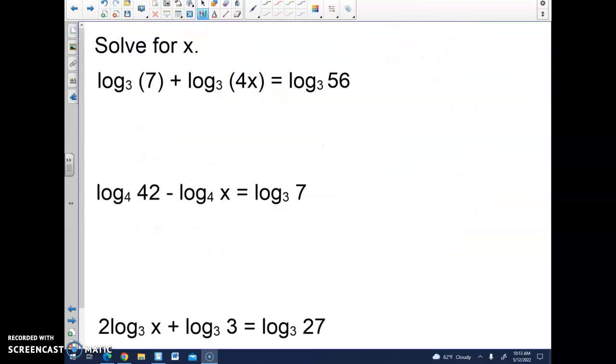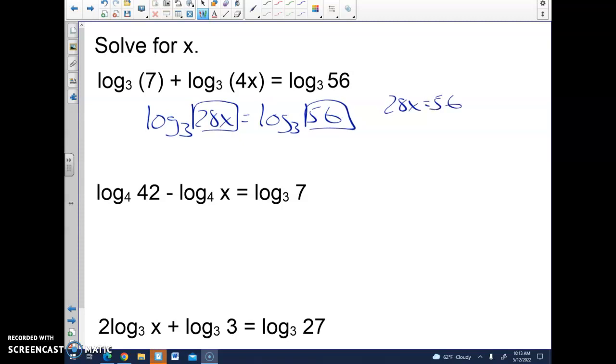All right. That plus sign represents multiplication. Log of 7 times 4x is 28x. Log of 3 is 56. Since I have the same logs here, I can set these two terms equal. 28x equals 56. My x equals 2.